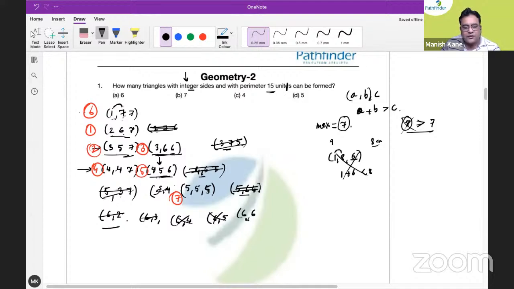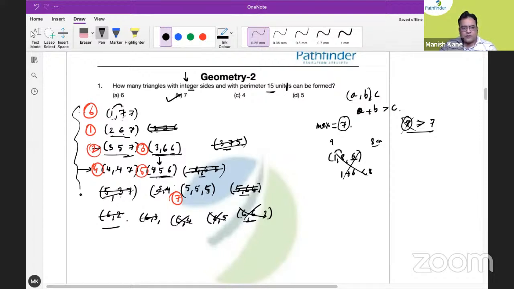What about 6, comma 6? 6, comma 6 gives me a 12. And then I take 3, but it's already there in triangle number 3. So you will see that no other triangle is possible. So what is the maximum number of triangles possible? The maximum number of triangles with integer sides and perimeter 15 is 7.